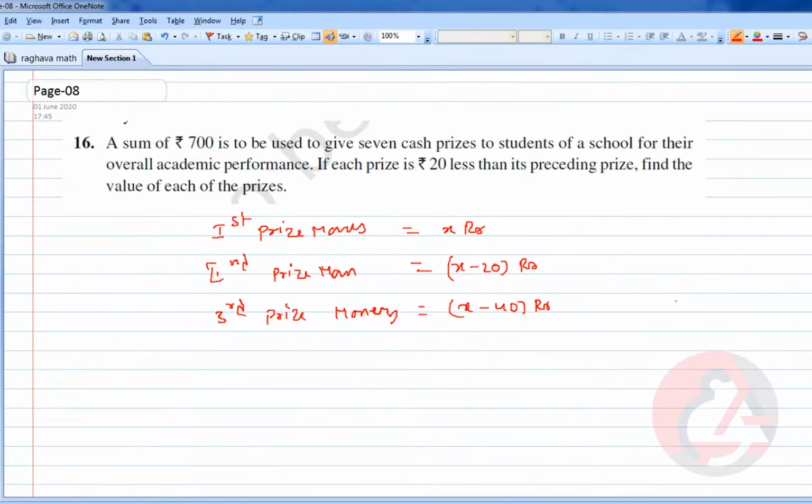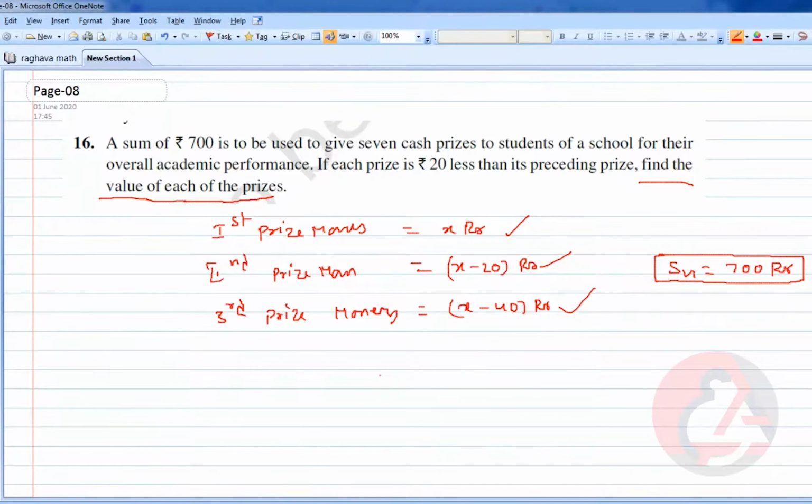He's not asking only for the number of prizes. That means indirectly you have to find the number of prizes as well as how much each prize value is. If I connect it to an arithmetic progression, the first term is x, the second term is decreased by 20, the third term is decreased by 20 again. And they gave the Sn value. Sn is equal to 700 rupees. So the sum of all the prizes should be 700 rupees. That means the number of prizes is limited. So how do we proceed with this question?